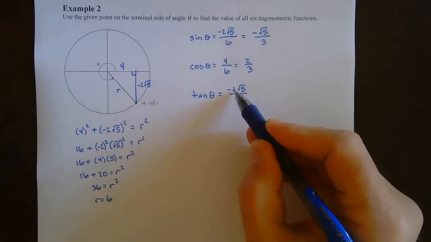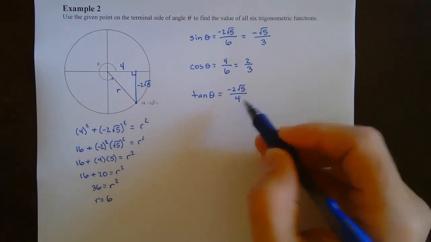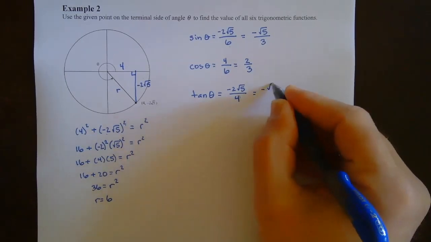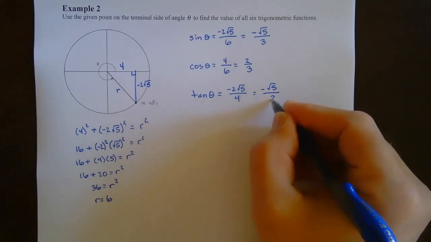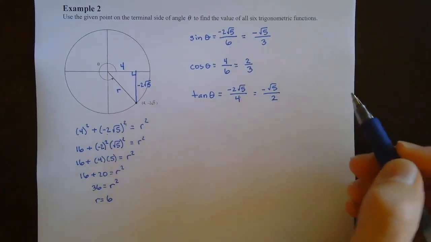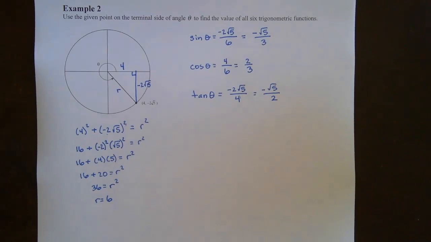Okay, 4 is a multiple of 2, so this becomes negative square root of 5 over 2. Now you could also put the negative in front of the fraction. That'd be fine too, okay? All right, now let's do the reciprocal ones, the ones we learned today, okay?